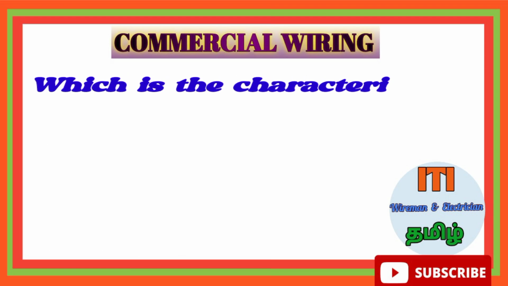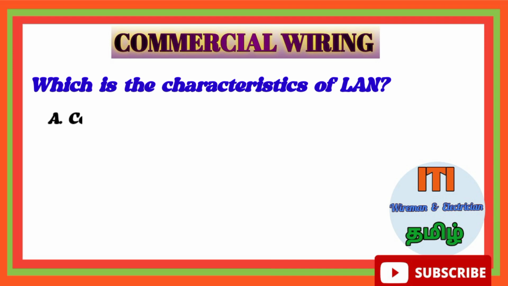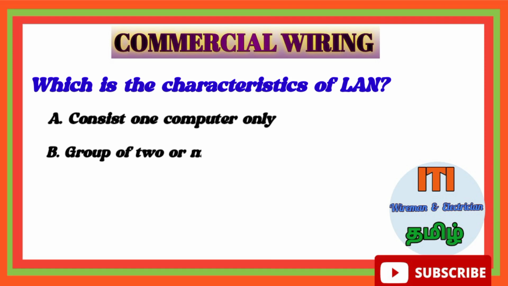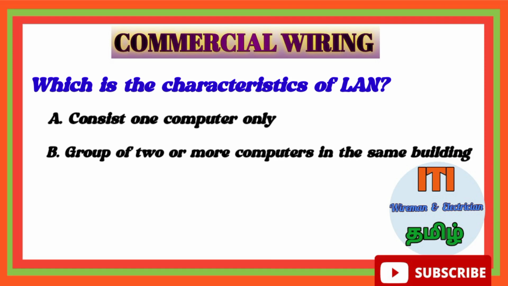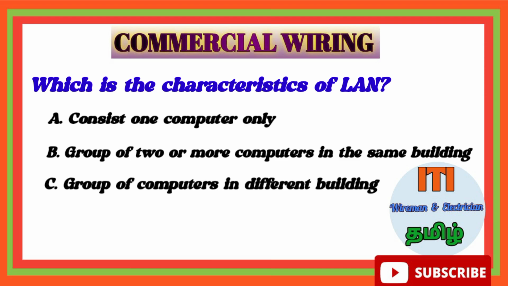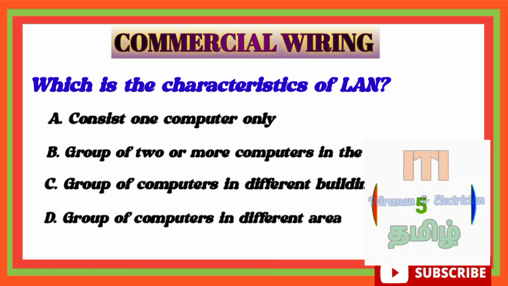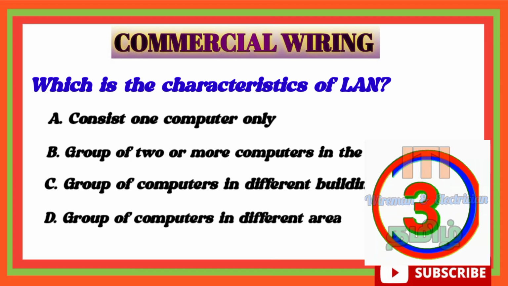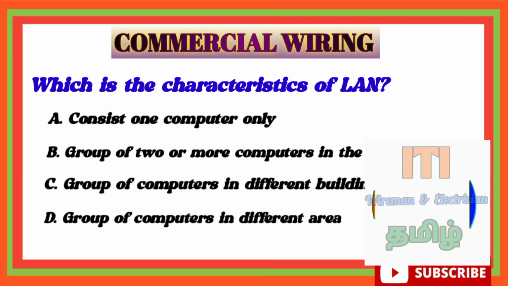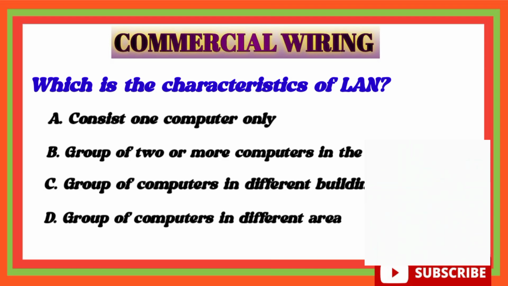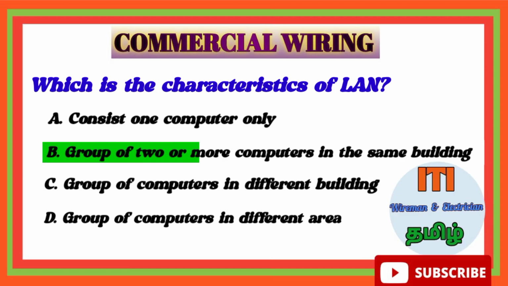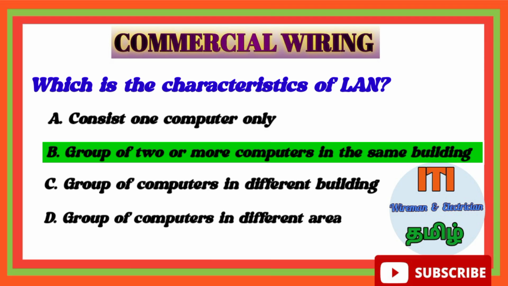Which is the characteristics of LAN? Option A, consists one computer only. Option B, group of two or more computers in the same building. Option C, group of computers in different building. Option D, group of computers in different area. Answer: option B, group of two or more computers in the same building.